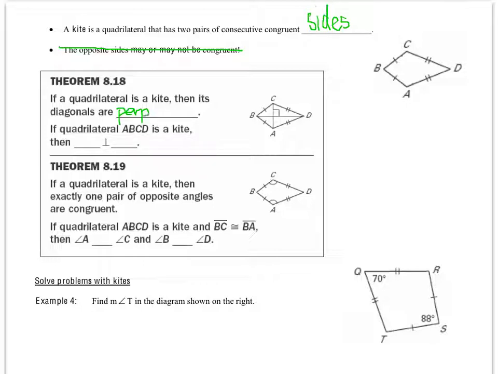So if a quadrilateral is a kite, then its diagonals are going to be perpendicular. This is something we need to remember. So if quadrilateral ABCD is a kite, then segment AC is going to be perpendicular to segment BD.